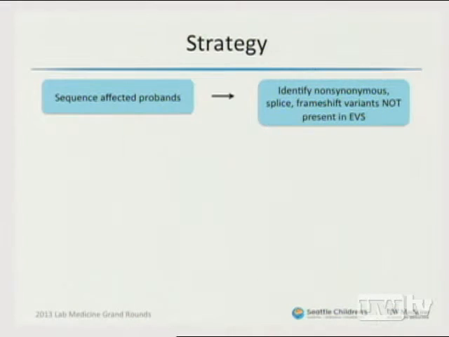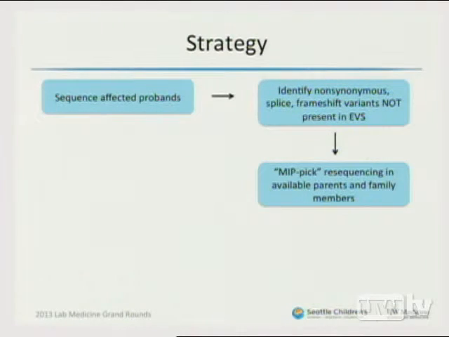So our strategy here was to sequence the probands. We sequenced all 500 affected individuals. We didn't sequence their parents. And then we looked for rare non-synonymous mutations across all of the genes, specifically mutations that weren't present in any of the 6,500 publicly available controls.